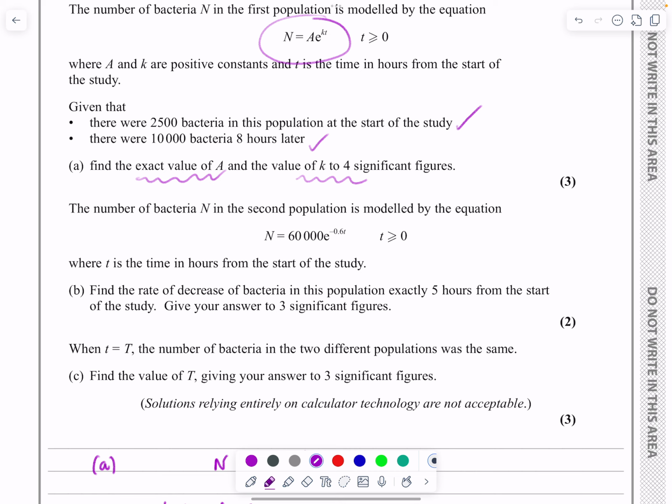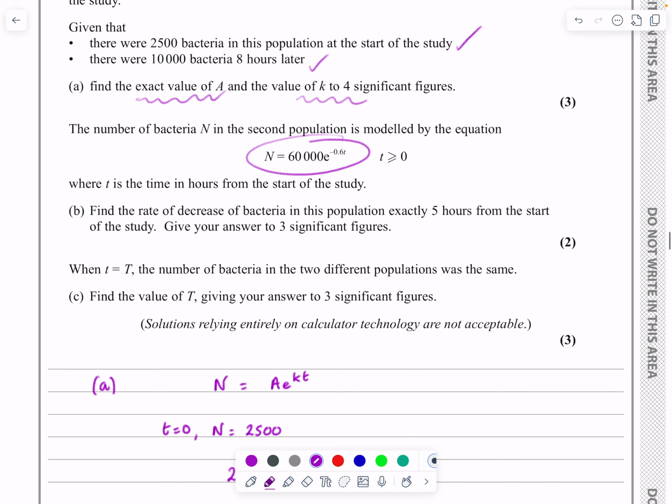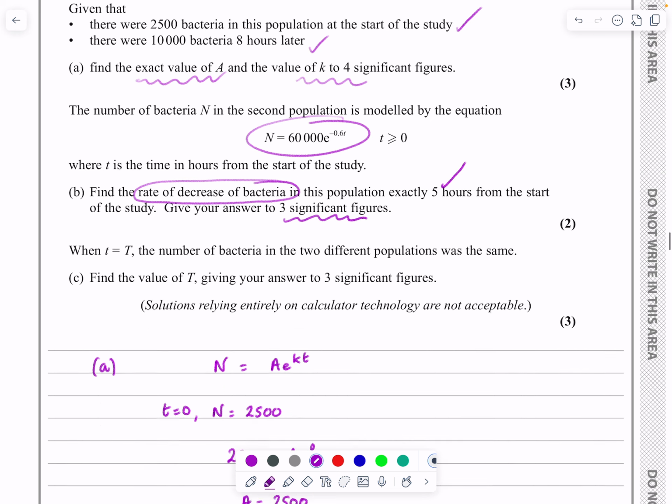Part B, it says the number of bacteria in the second one is this second function here. Find the rate of decrease of bacteria in this population exactly 5 hours from the start. So rate of decrease of bacteria, bit that I spotted right at the start of the question, that's going to be dN by dt. And then we want it when t equals 5, and we want it to 3 significant figures when we get that far.